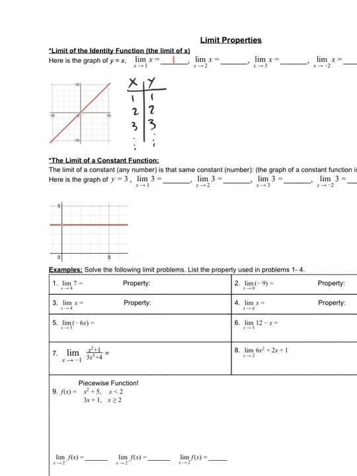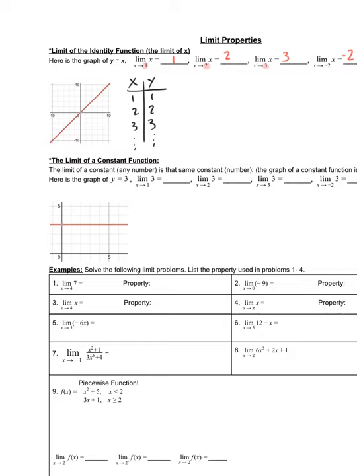It's the same as whatever you're approaching. The limit as x approaches 2 of x is 2. The limit as x approaches 3 of x is 3. It is always the same as whatever you're approaching. So the identity limit is always equal to what you are approaching. If this is just plain old x, think of the graph of y is equal to x. So the limit as x approaches negative 2 of x is negative 2.